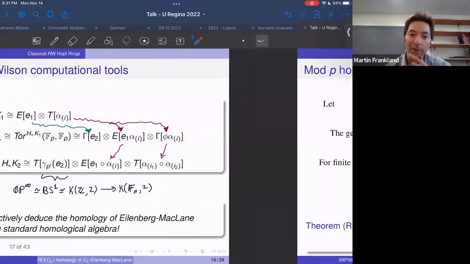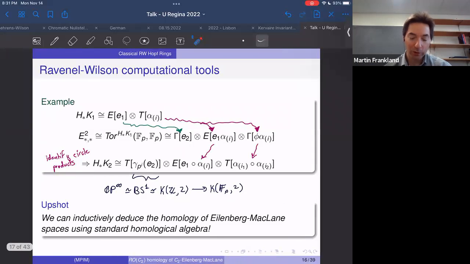So this means that we can inductively deduce the homology of Eilenberg-MacLane spaces using standard homological algebra. Sarah? Yes. About that conclusion, I'm trying to fit different pieces of a story together. When I think of homology of Eilenberg-MacLane spaces, I think of the classic work of Cartan and collaborators, and it's quite involved. Now I'm wondering, what's the precise relationship with the Hopf-Ring methods of Ravenel and Wilson? Is the Hopf-Ring approach an alternate approach to the same computation, or is it ultimately a streamlined, more convenient repackaging of the same calculation?